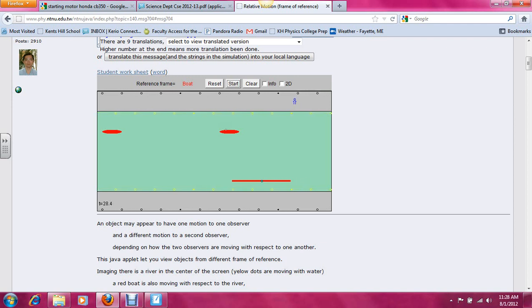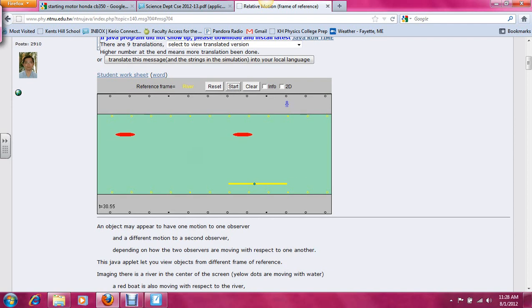We can also change it to the water. When we have the point of view or the reference frame of the water, the ground is still moving to the left like it was when we were on the boat, but not as quickly. And now the boat is moving to the right relative to the river. We can also, I think I can click this, go to the ground again. So it all depends on your point of view, or in scientific terms, your frame of reference.